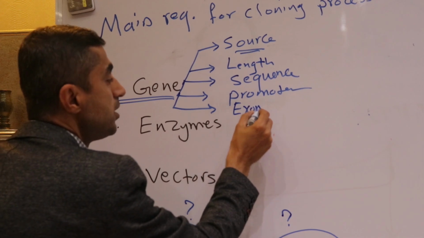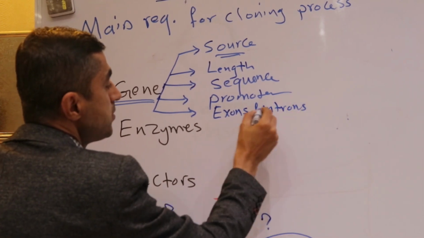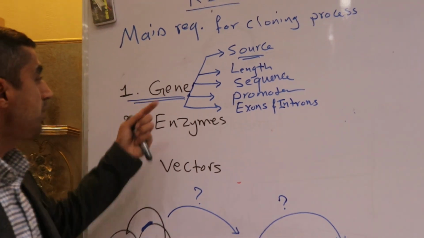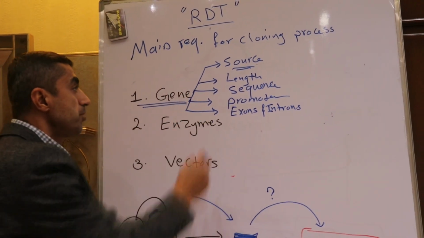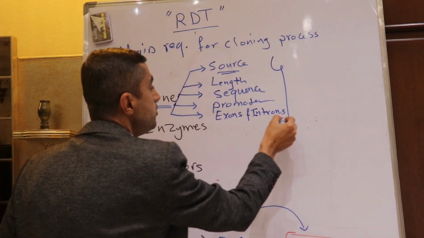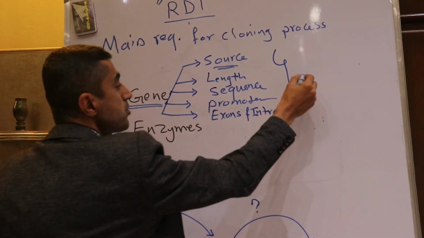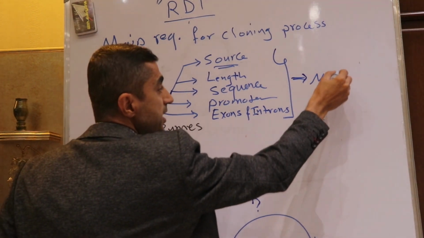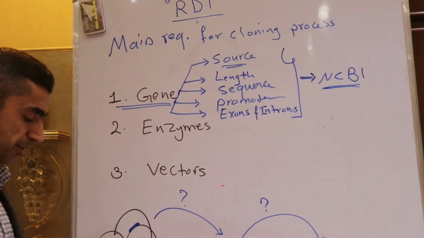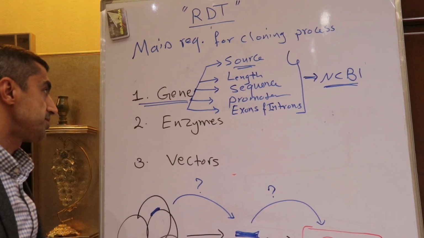Exons and introns. How many exons and introns are available in your gene? So these are some information you have to know, and all the things that we mentioned you can get in a specific website or database which is called NCBI, National Center for Biotechnology Information. All the information are available in the NCBI database.